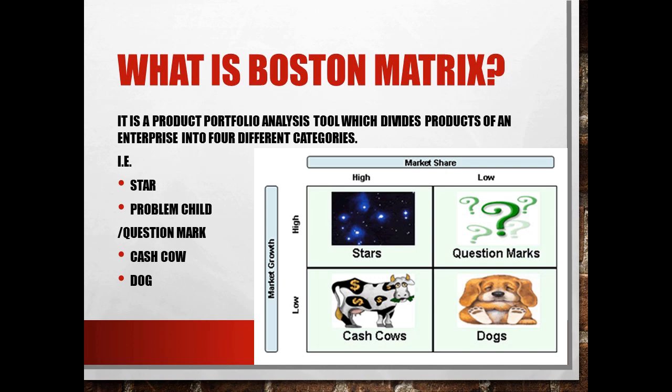And then we have a problem child, which is sometimes called a question mark, a product which is currently not doing well. And then lastly, a product which is called a dog or a sick dog, a product which is not doing well currently, and there is no expectation from it in future as well. So, it is most probably not going to do well on short term as well as on long term basis.